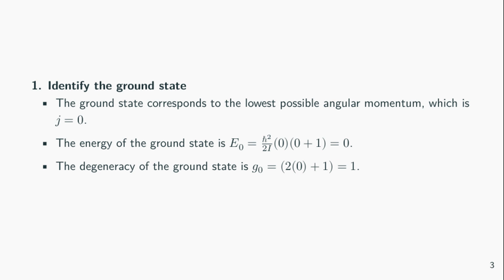Now let's calculate the energy of this ground state. We just plug J equals 0 into our energy formula. E0 equals h bar squared over 2I times 0 times (0 plus 1), which simply equals 0. So the ground state energy is 0. And what's the degeneracy of this ground state? We plug J equals 0 into the degeneracy formula. G0 equals 2 times 0 plus 1, which equals 1. The ground state is non-degenerate.